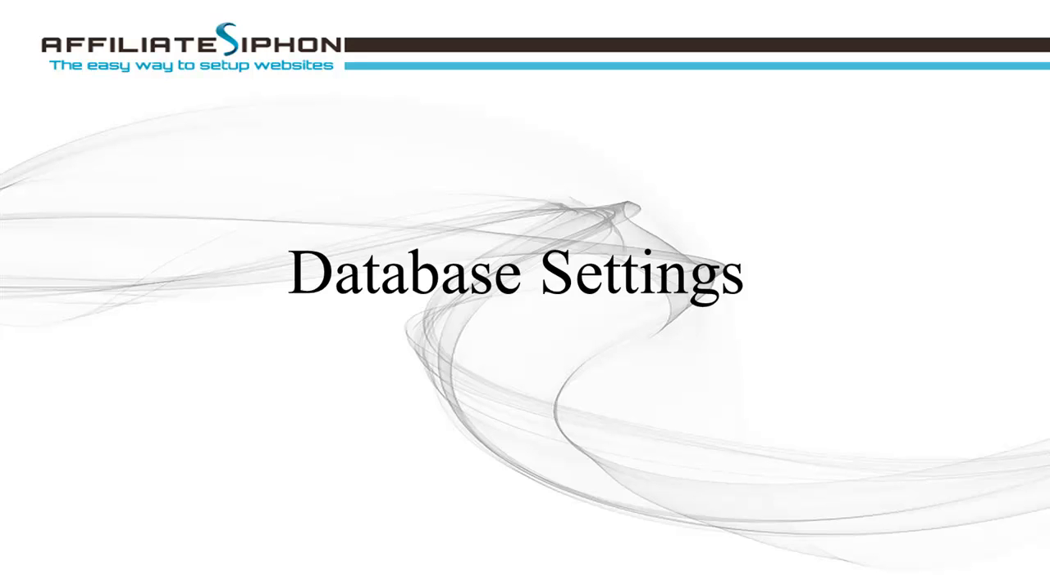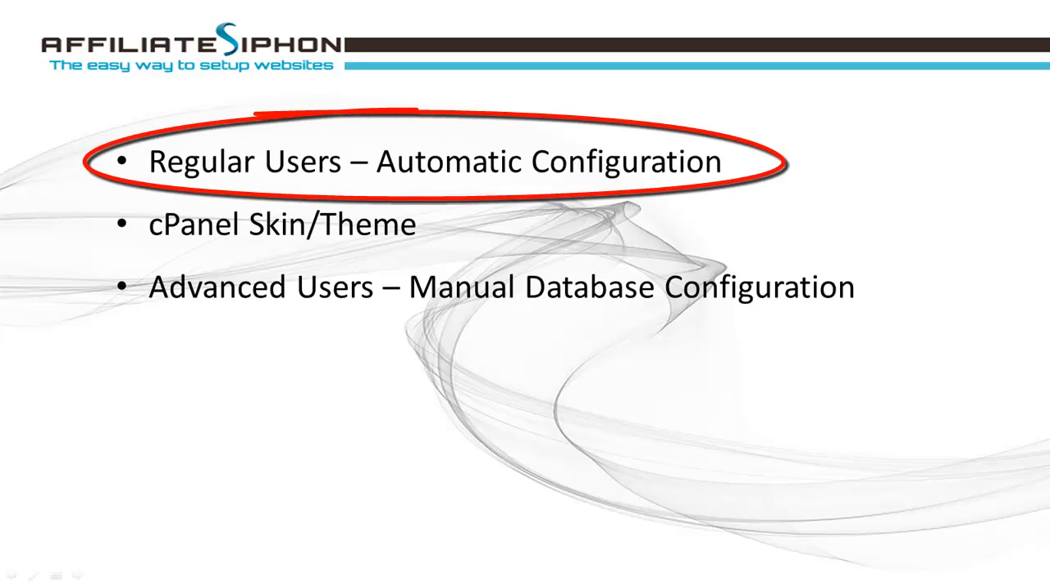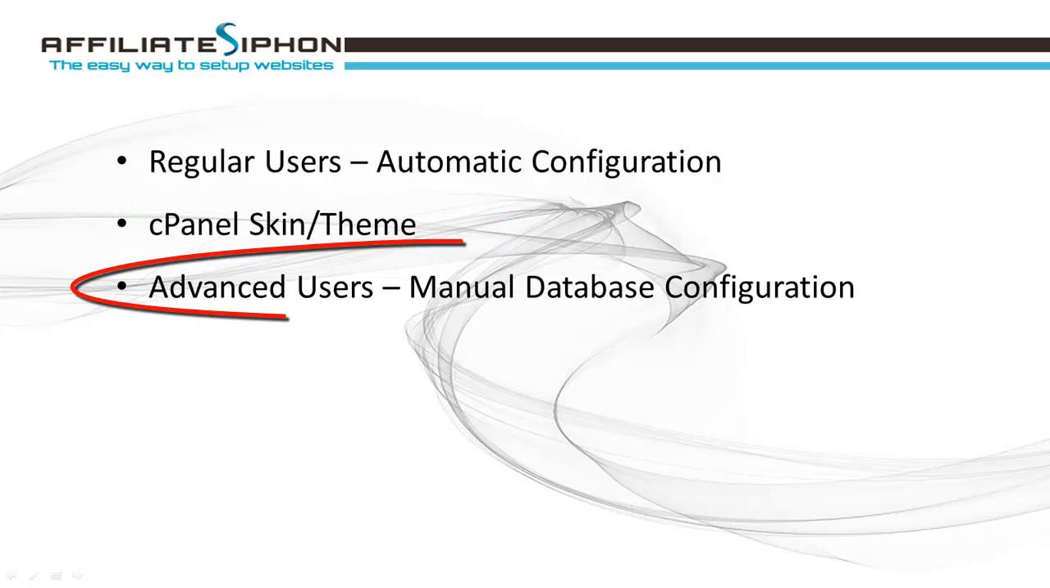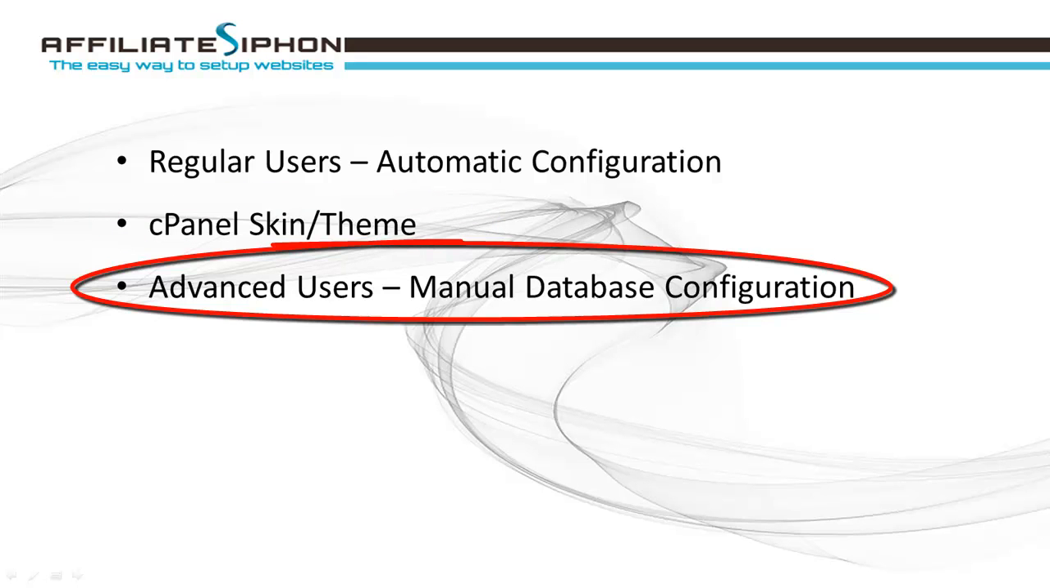In this video, we'll be going through how to configure the database section of Affiliate Siphon. We're going to go through the automatic configuration of the database. We'll also take a look at how to determine what theme or skin your cPanel is using. And we'll take a look at the manual setup of the database.